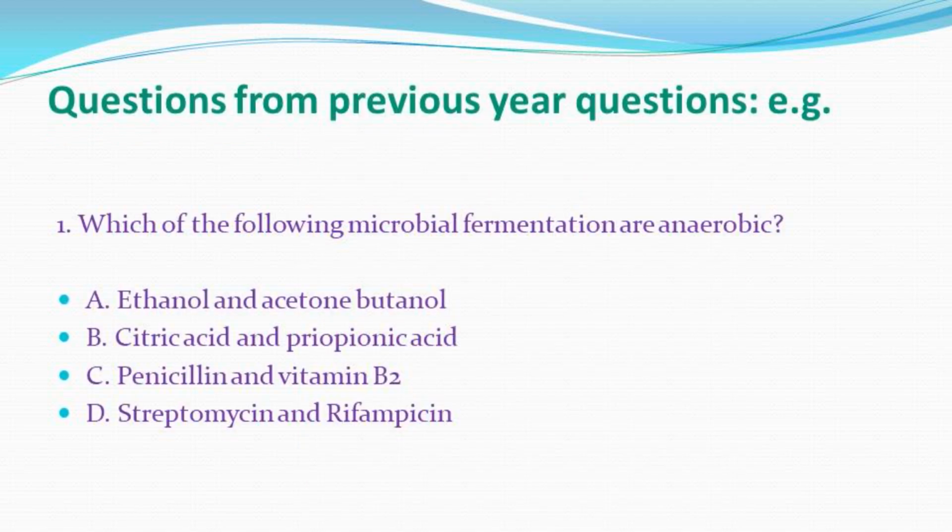As we have come to the end of the session, let us discuss a couple of questions from the previous year question paper. First one, which of the following microbial fermentation are anaerobic? So you have four options. Option A, ethanol and acetone butanol. Option B, citric acid and propionic acid. Option C, penicillin and vitamin B2. Option D, streptomycin and rifampicin. So here the correct answer is option A, ethanol and acetone butanol.